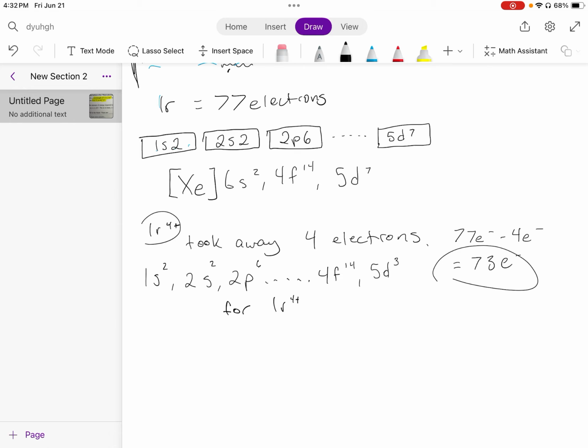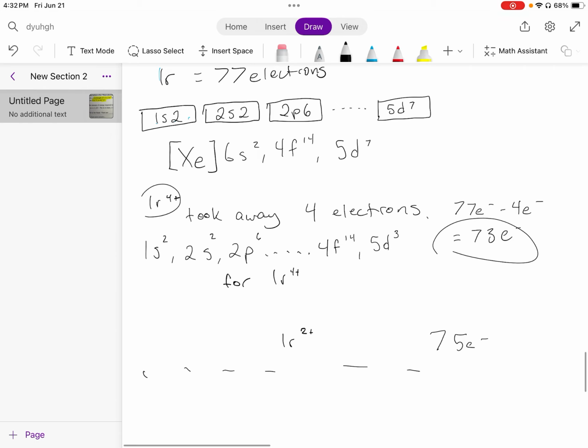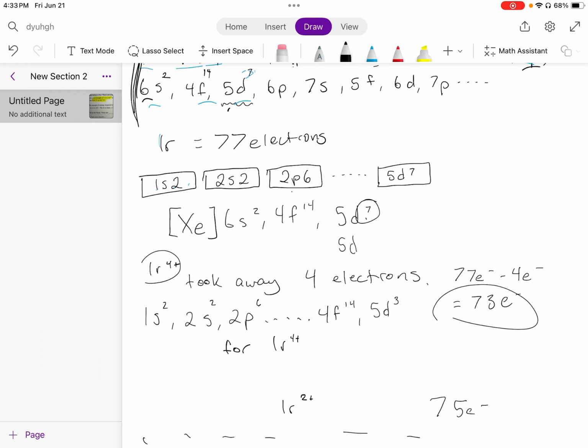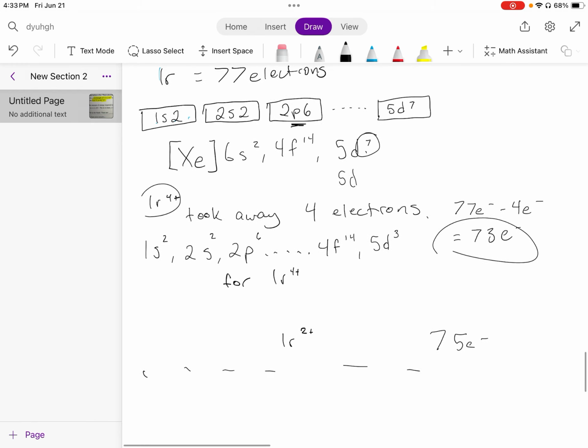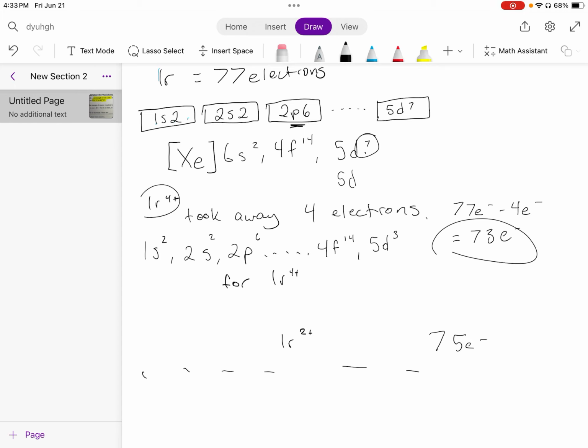That would be the answer for Ir4+. If they wanted to ask you for Ir2+, we would have 75 electrons, and you would just look at the end: instead of having 7 electrons there, you took away 2. And again, you always take away electrons from the outermost orbitals. I wouldn't be taking 2 electrons away from the 2p6, no. That's way too stable. It would take too much energy to bring those electrons away. So you always use the outside ones, so it would be 5d5, for example.